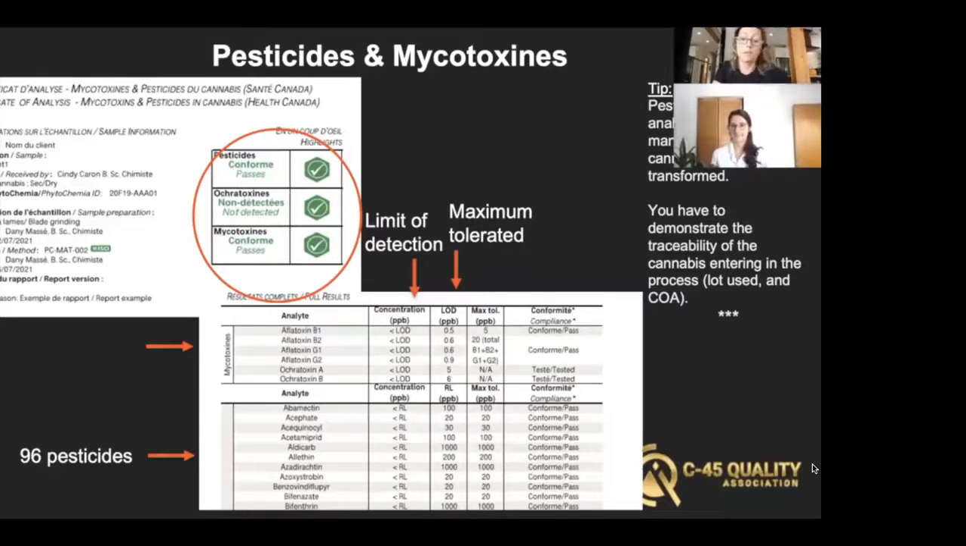Another thing to note about pesticides is to ensure that your lab has validated not only the whole method, but all 96 pesticides individually. It's an important question to ask.